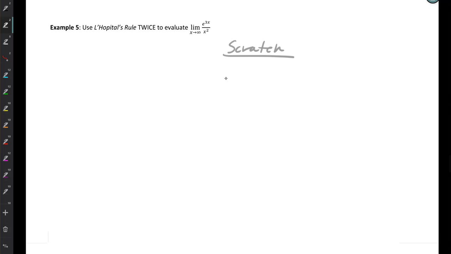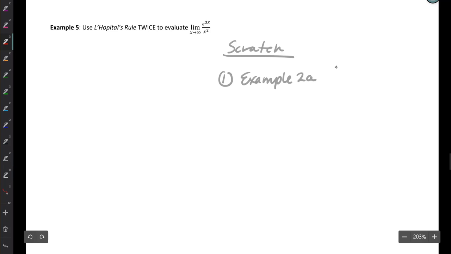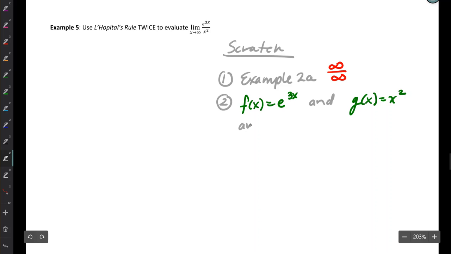All right, so 1, in example 2a, we showed that we had this indeterminate form of infinity over infinity. 2, the numerator and the denominator functions are differentiable. Okay, let's go ahead and take their derivatives.